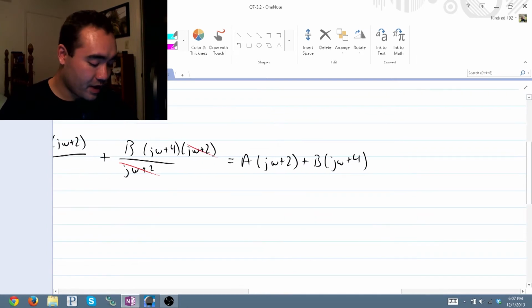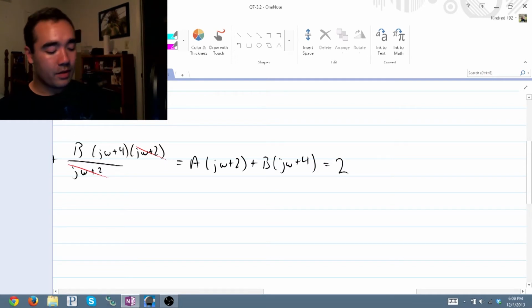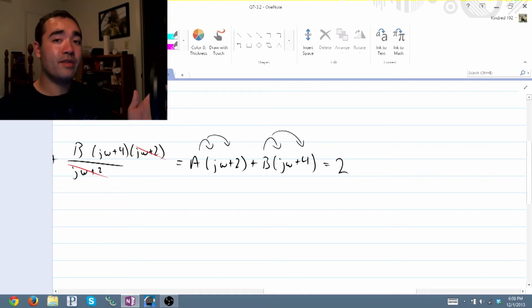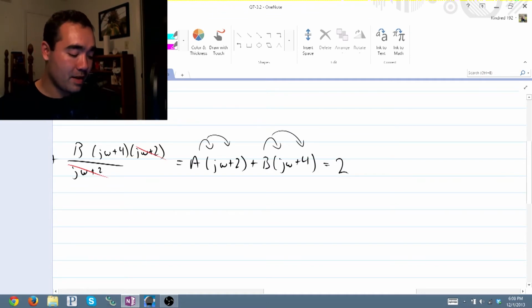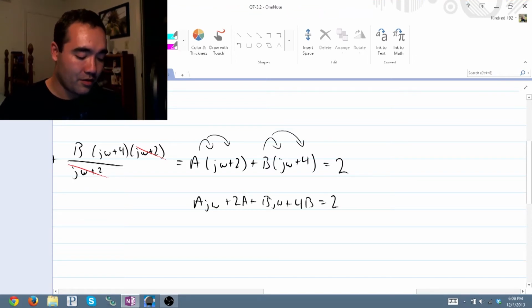Now, the next thing we're going to do, so this is still equal to 2, right? So what we're going to do is something I learned in my differential equations class. We're going to distribute our constants here, and then split this up into two separate equations that are based on the same base equation, right? So we have aj omega plus 2a plus bj omega plus 4b equals 2.